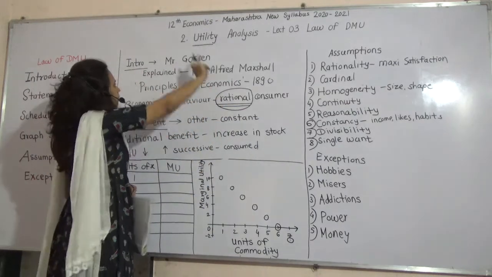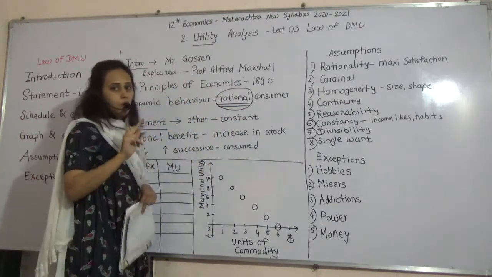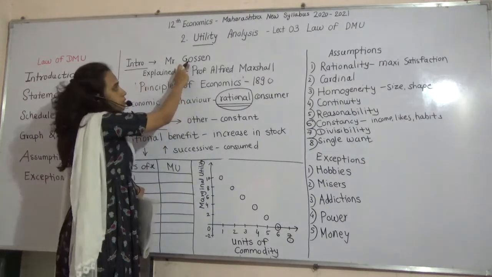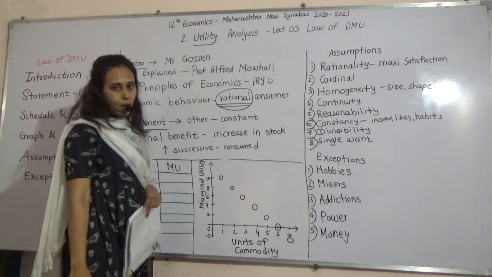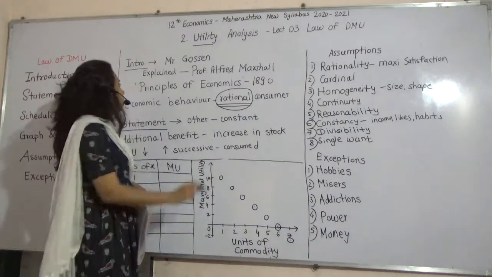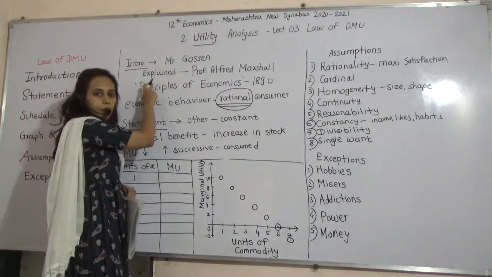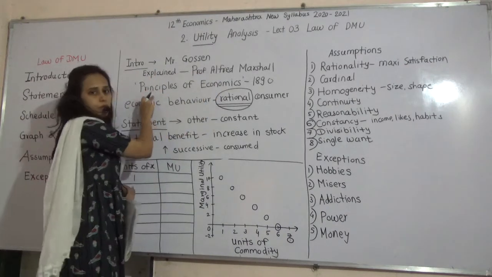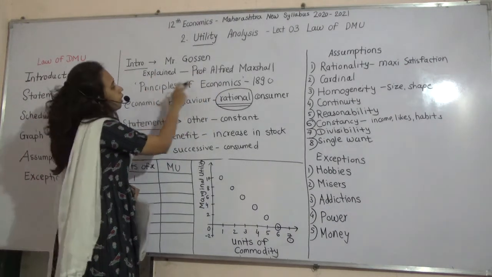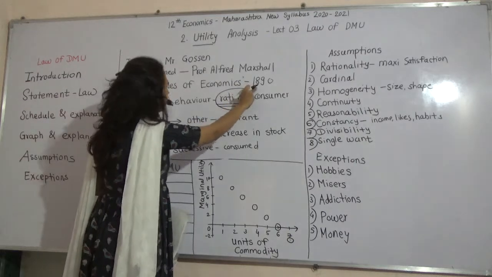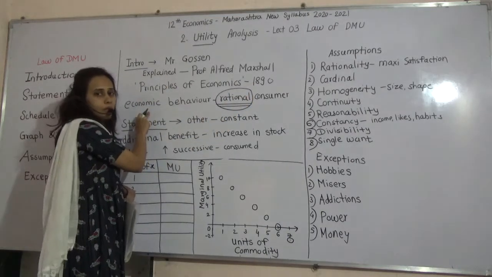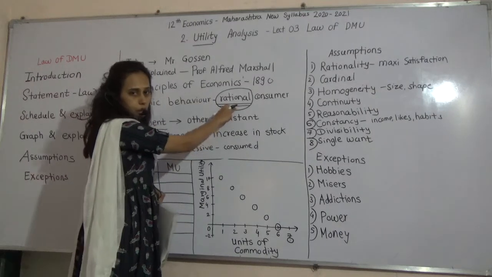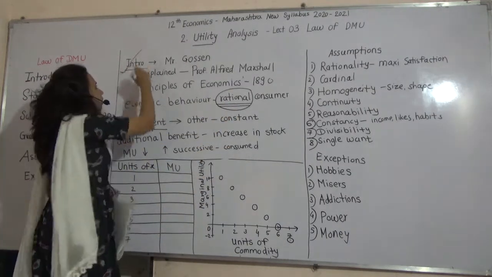So, again I am repeating this introduction part. This law has been introduced by Mr. Gossen. That's why this law is also called Gossen's first law. This was further explained by Professor Alfred Marshall in his famous book Principles of Economics, published in 1890. This law tells us about the economic behavior of a rational consumer. We are done with the introduction part.